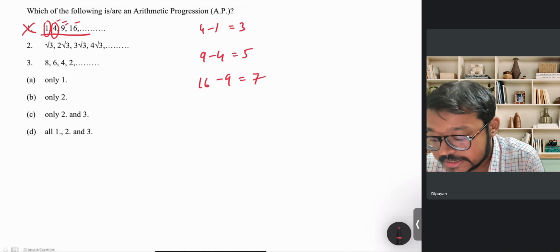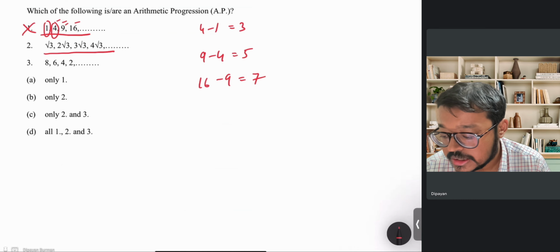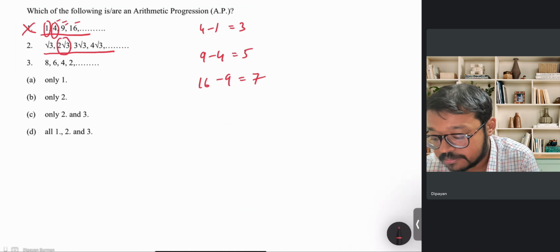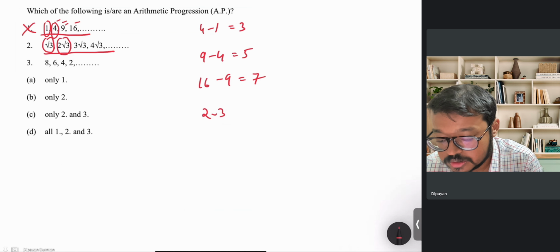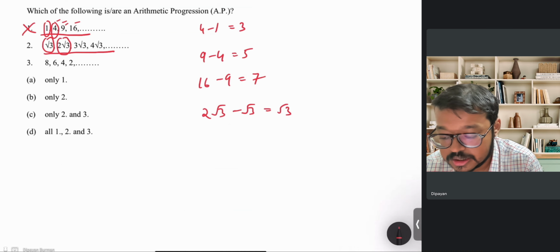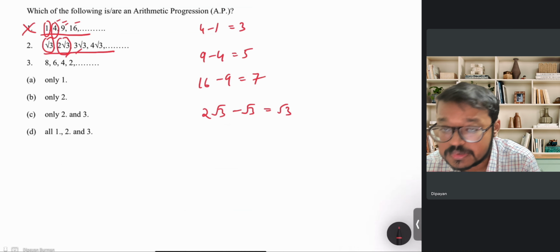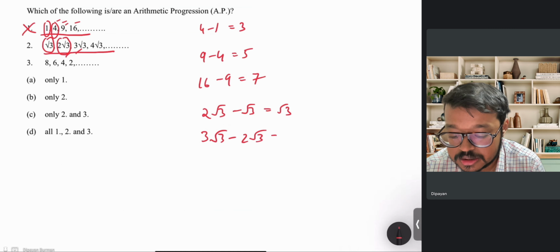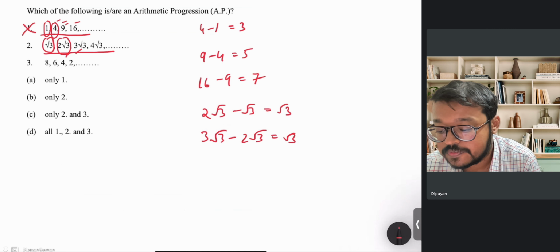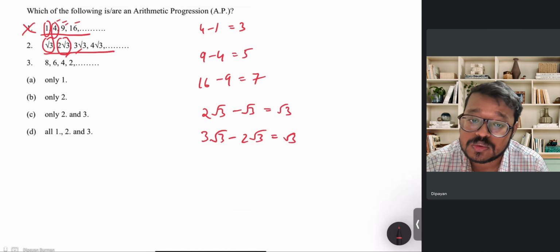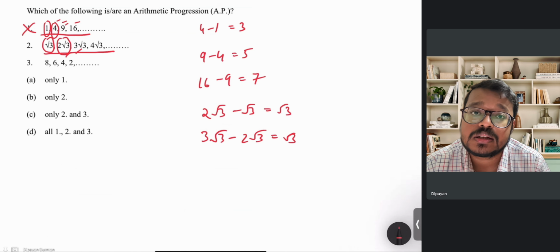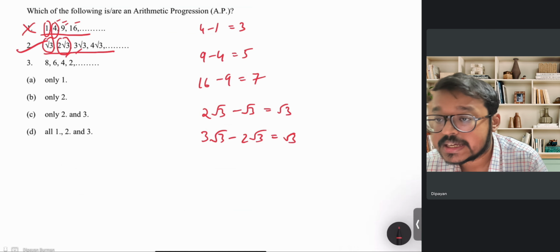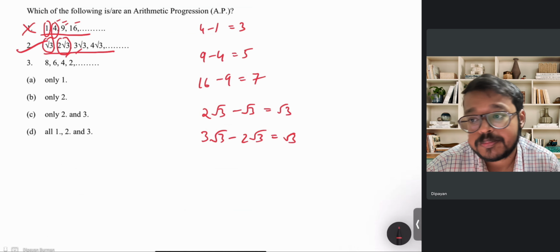Okay. Then the second number series is root 3, 2 root 3, 3 root 3 and 4 root 3. So if I again check the second number minus the first number, 2 root 3 minus root 3 is root 3. Then the third number minus the second number, 3 root 3 minus 2 root 3 is again root 3. And if I check 4 root 3 minus 3 root 3, it's again root 3. So I can say that the numbers in this series have a common difference. So therefore, the second series is definitely an AP.